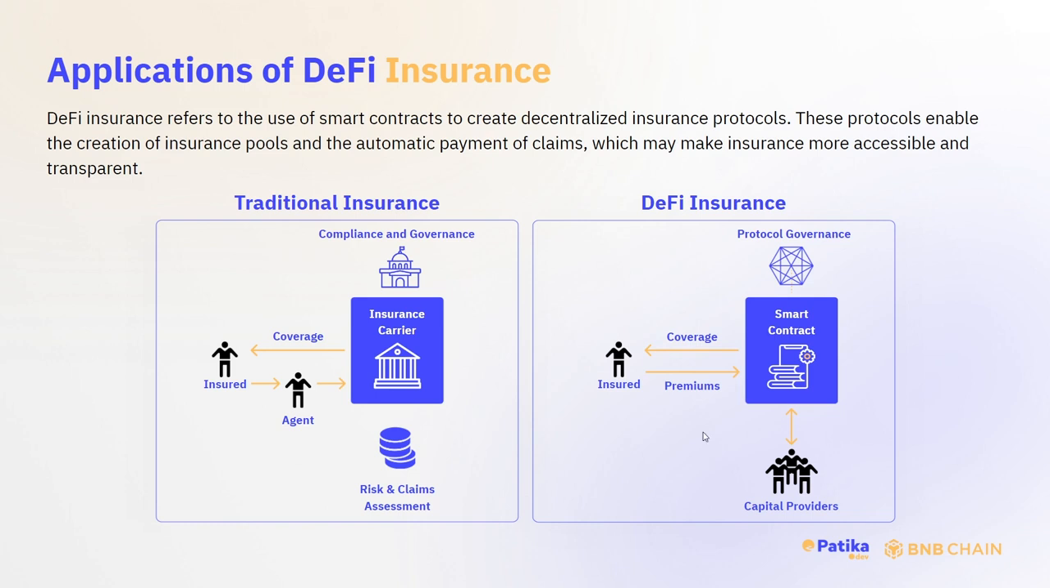We also have capital providers. They are entities that provide the funds needed to pay out insurance claims. In DeFi insurance, these can include individual investors, insurance companies, or any other financial institutions. In this regard, what is the difference between DeFi and TradFi?